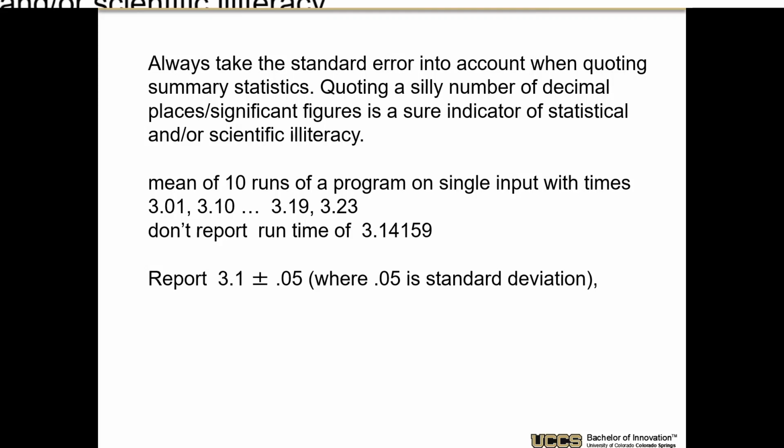So if I have a mean of 10 runs of a program on a single input with times 3.01, 3.01, whatever those numbers are, so if those are the 10 numbers I'm averaging, I shouldn't report a time with 5 digits because those digits aren't meaningful. I only added 3 digits. So I report something like 3.1 plus or minus 0.05, where 0.05 is a standard deviation.